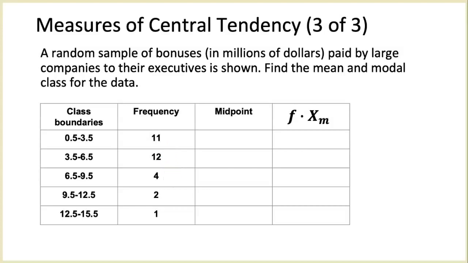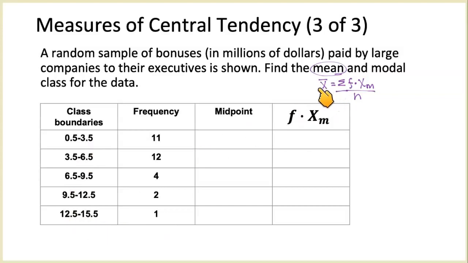And so in doing that, we look at how our mean is going to be described for this type of distribution. It's still X bar because it's a sample mean. So a random sample of bonuses in millions of dollars paid by large companies to their executives is shown. So these boundaries represent bonuses in millions of dollars, and 11 people received a bonus from $500,000 to $3.5 million, all the way up to one person getting a bonus of $12.5 million to $15 million.